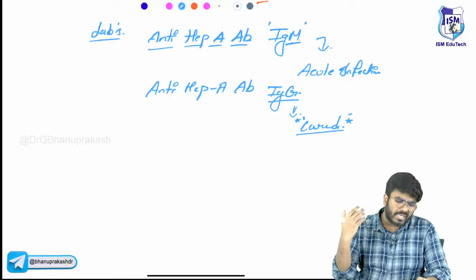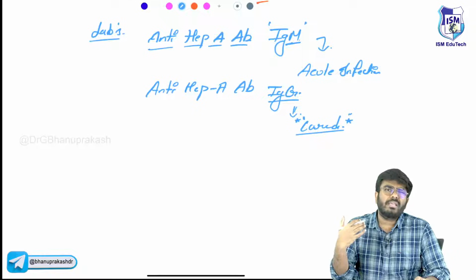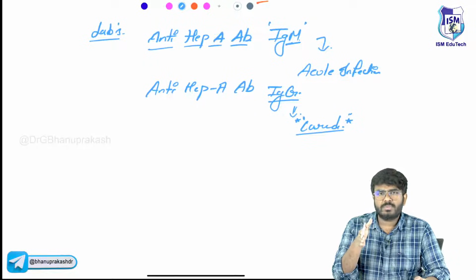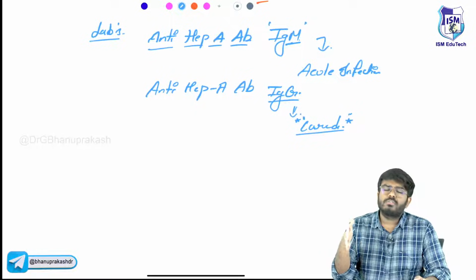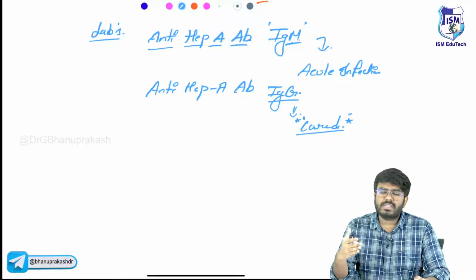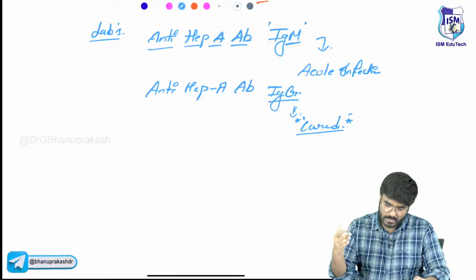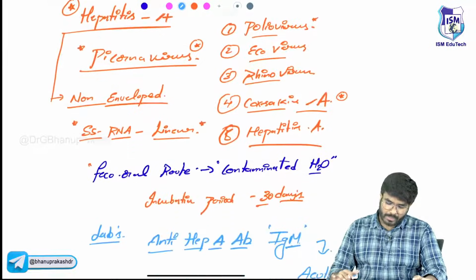It's a self-limiting condition. Usually no specific treatment is there. Usually you can go with symptomatic treatment. Patients will usually resolve on their own. So what are the important points that I want you to know regarding hepatitis A?